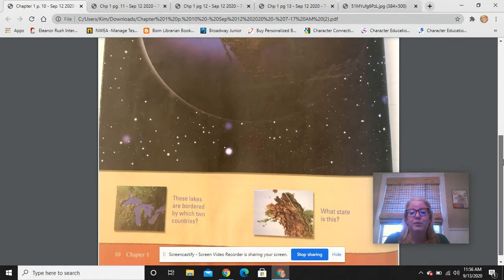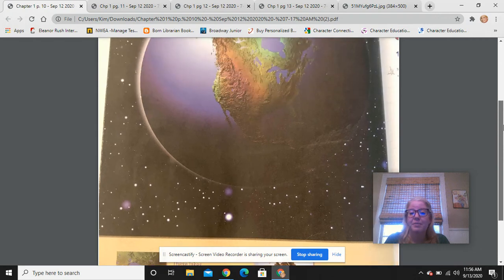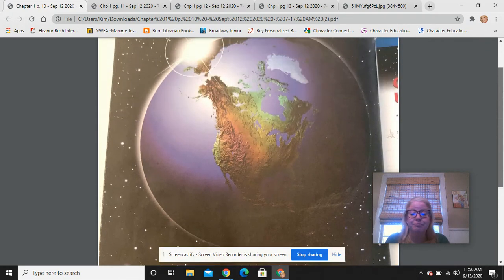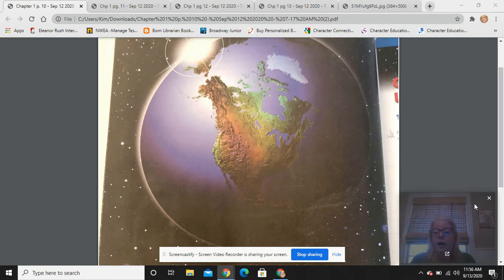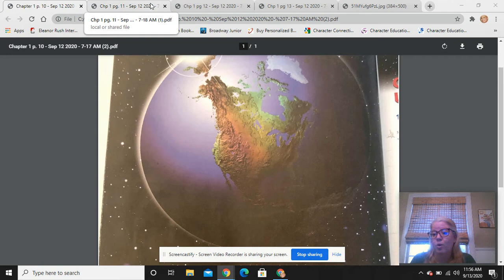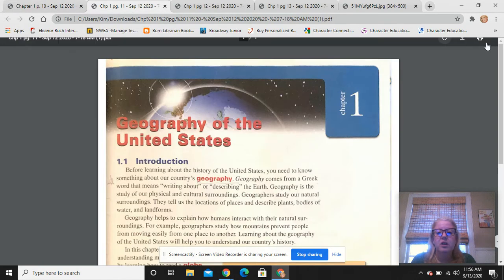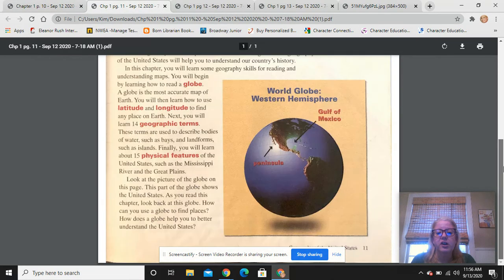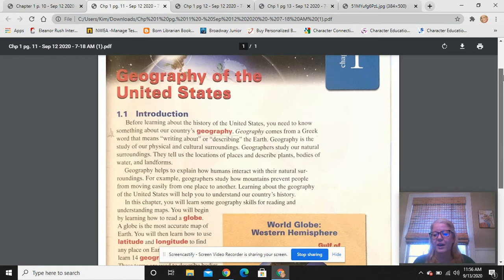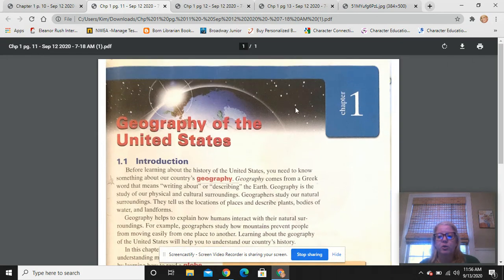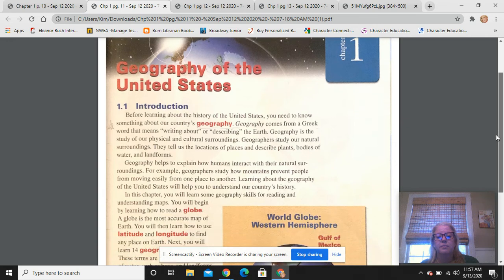You can use maps for many different purposes, to locate places, to find directions. And we're going to begin our study of geography by talking a little bit more about why and how we use maps. So this is actually a picture of your textbook. So when you get your textbook tomorrow in class, you will be able to see this page. So chapter 1 is titled Geography of the United States.